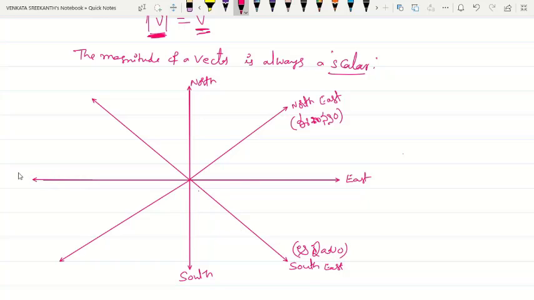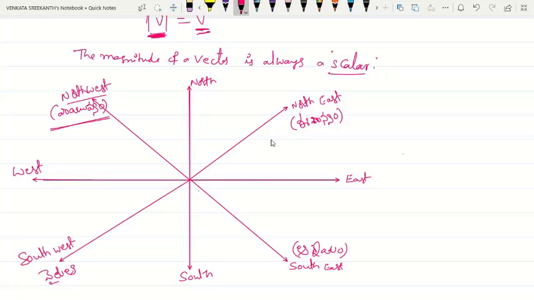The diagonal of east and south is southeast. The corner in between west and south is southwest. The diagonal of the west and the north is northwest. This northwest, in Telugu they call it Vayuvyam. Northwest is nothing but Vayuvyam.